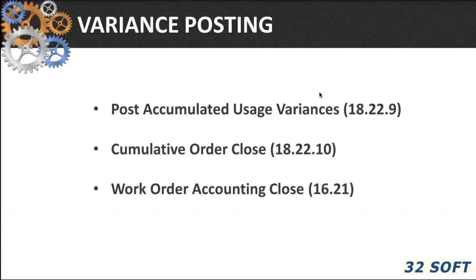Another function is actual cumulative work order close. It closes cumulative work orders and creates GL entries for variances accumulated since post accumulated usage variance was last run. This function also allows you to transfer VAP balances to another cumulative order or post them to method change variance. And the work order accounting close function that you need to use to fully close your standard or discrete work orders will also close repetitive work orders.